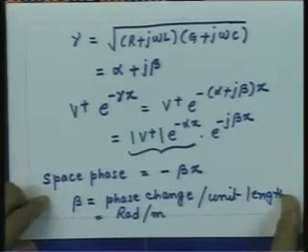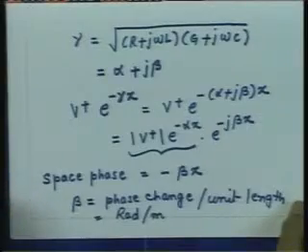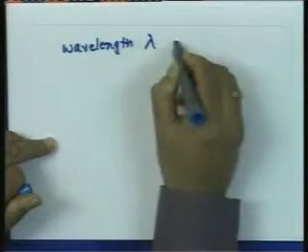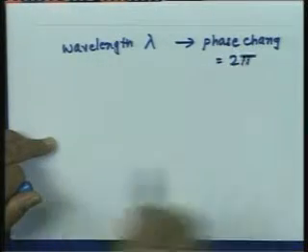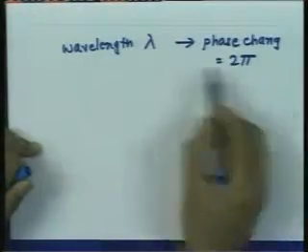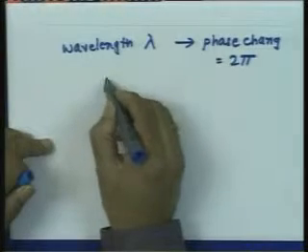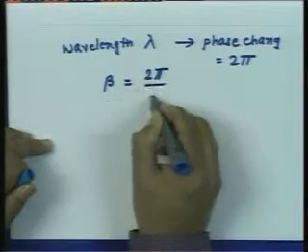As you know from our basic physics course, whenever there is a phase change of 2 pi in a wave motion, that distance is called the wavelength. That means this quantity beta, which is the phase change per unit length, also called the phase constant, is related to the wavelength of the wave on the transmission line. So, by definition, for a distance of wavelength lambda the phase change is 2 pi. So, the phase change per unit length is 2 pi divided by lambda. So, by definition we have beta equal to 2 pi by lambda.